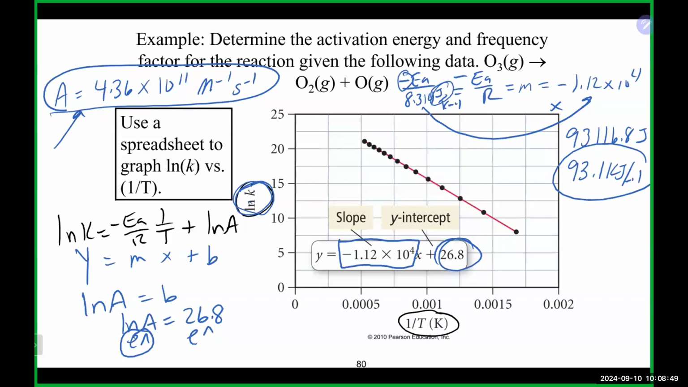1 mole of anything is 6.022 times 10 to the 23 molecules, right? So if you have a mole, that's a lot of molecules, but usually you will have a very large number for that value. Any questions on how to graphically determine this information?